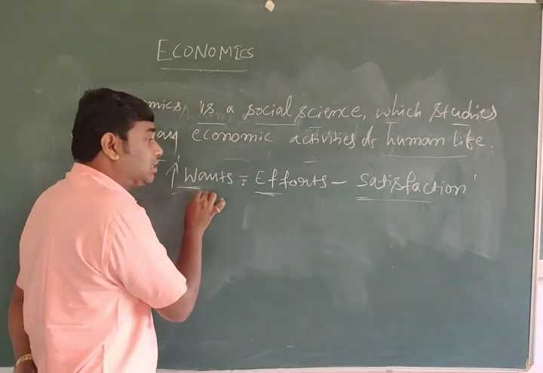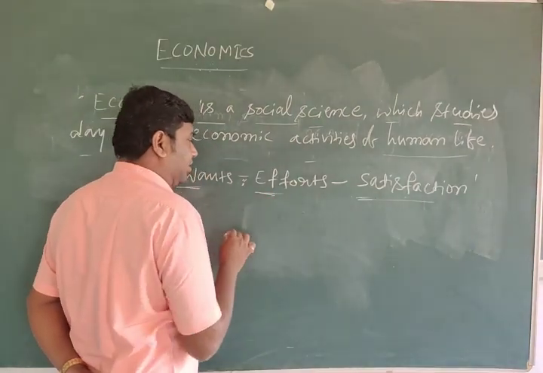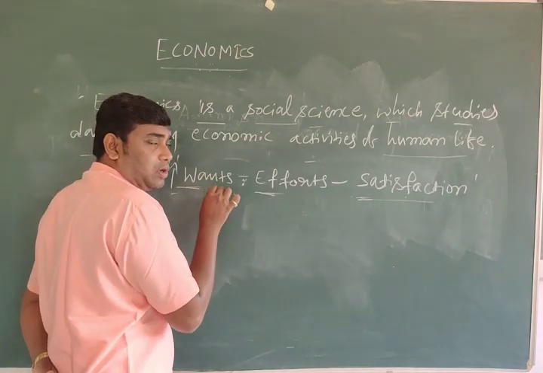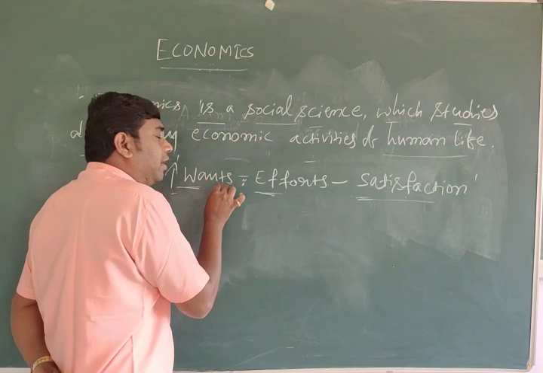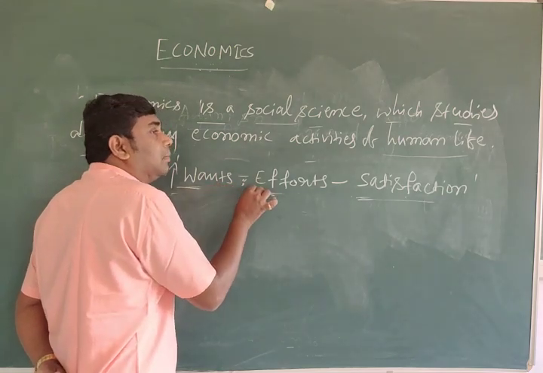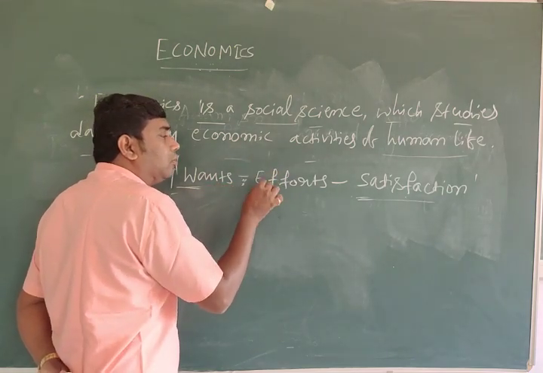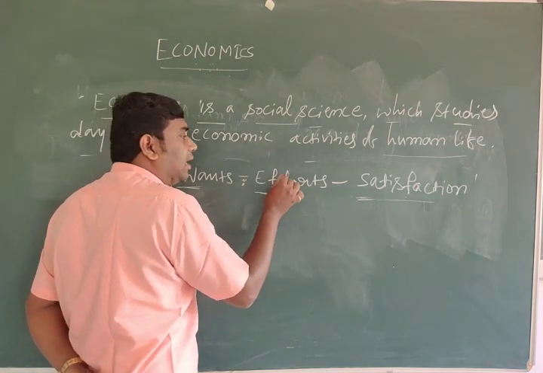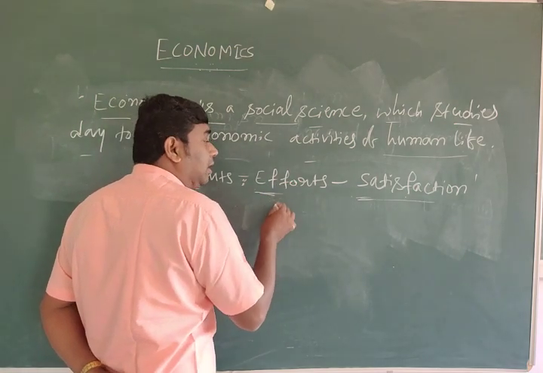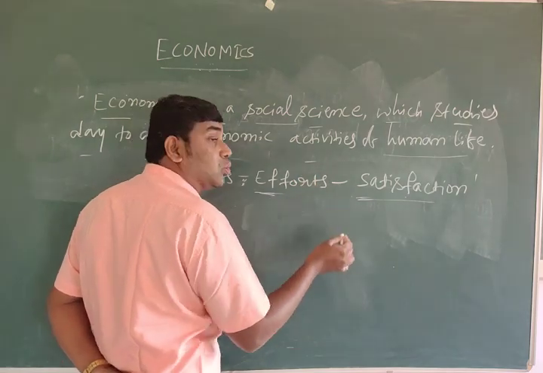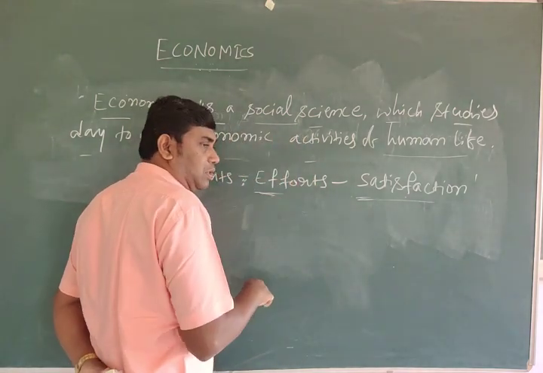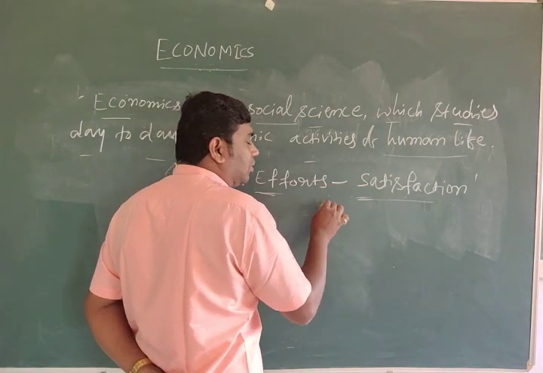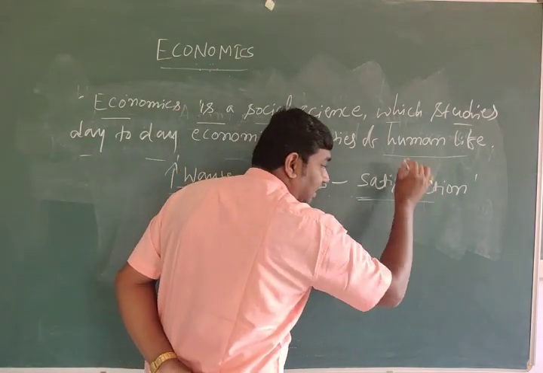So wants, efforts, satisfaction. Wants are common. Okay, wants are recurring in nature. When wants are arising, that time people will do the work. That is called as efforts. When the people are working, that time they will earn money. So using that money, they will purchase goods and services produced by the producers. Using those commodities, those products, you will get satisfaction.